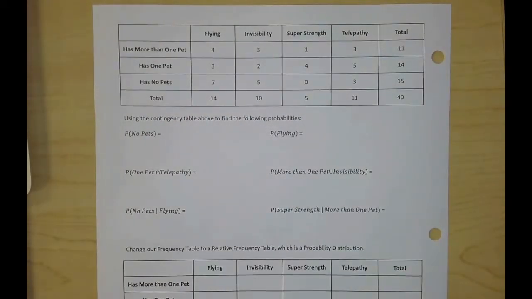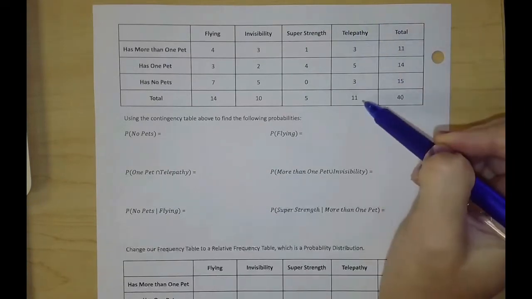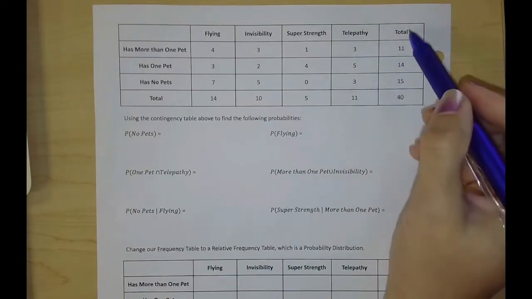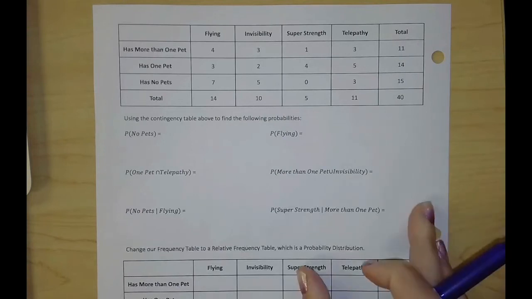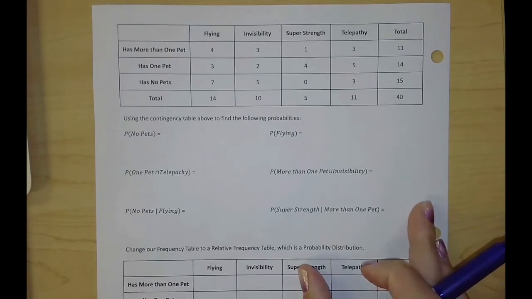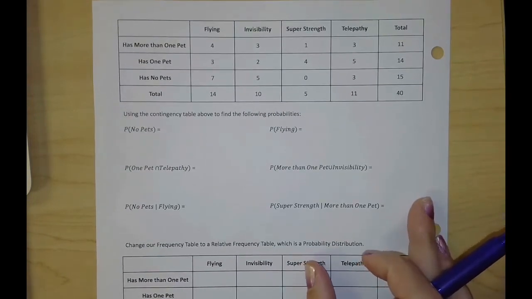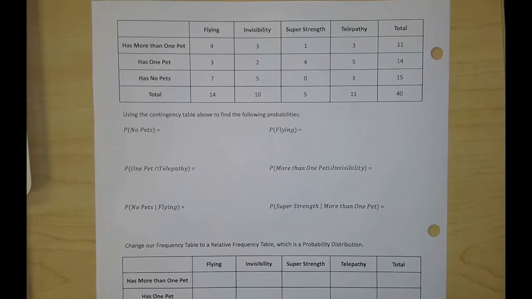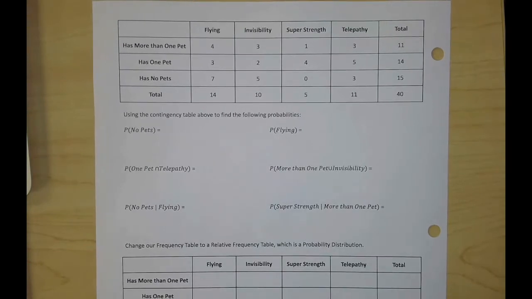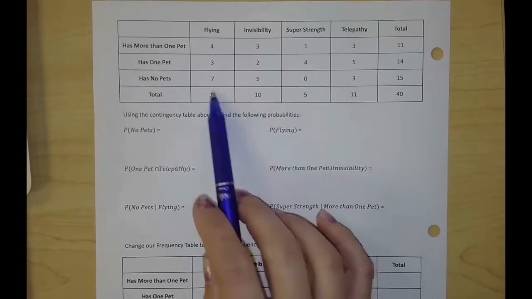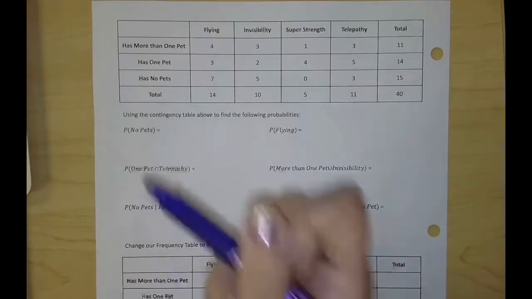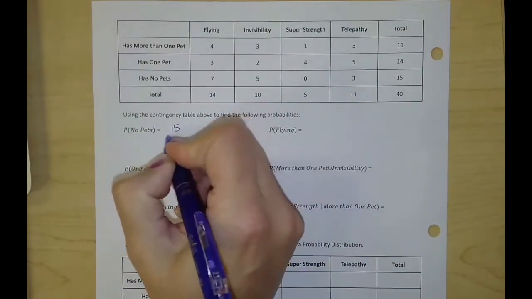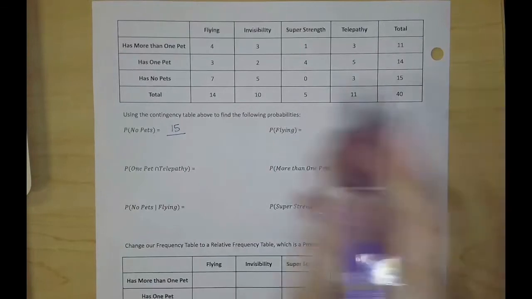They have telepathic abilities, telepathy, and then the totals of all of those. So this is a fantasy pet project here that people had. So using this contingency table, we're going to find the probabilities, but they only gave us notation. So have no pets. The total of no pets is 15, and the total pets altogether is 40.